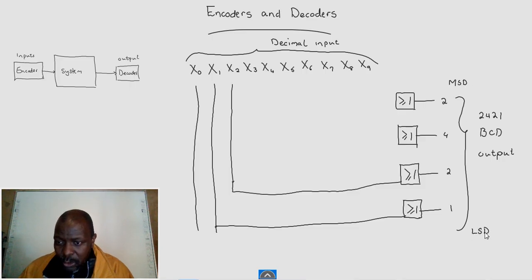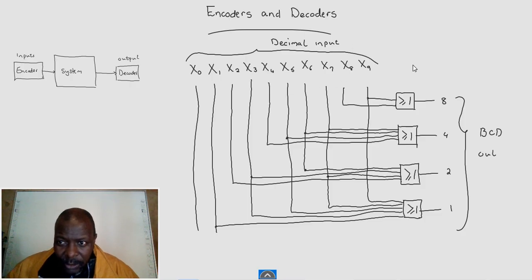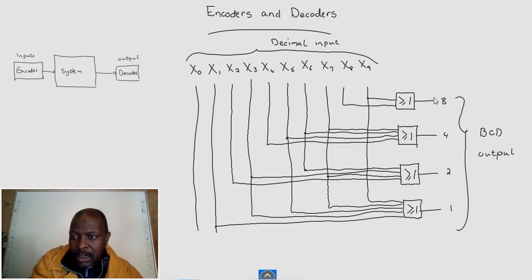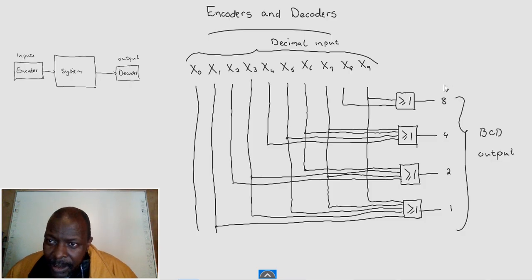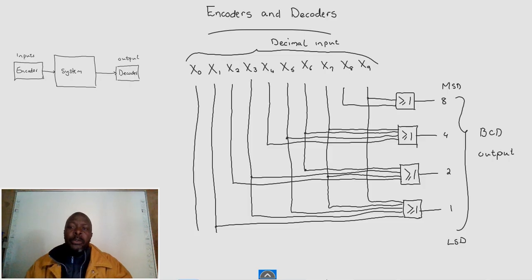Probably I should have indicated that also with the 8421. In any event, with 8421, the 8 would be the most significant. But maybe I should have included that in the sketch before I changed everything. Let me put this back. This is our MSD for the 8421, and this is our LSD. So we should indicate which one is the MSD and which one is the LSD.